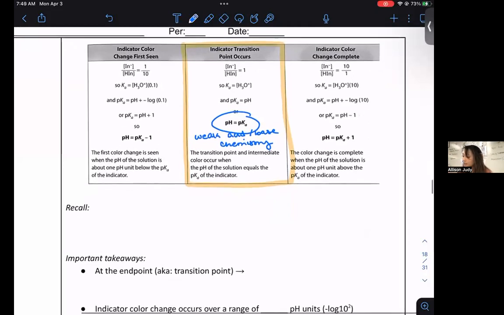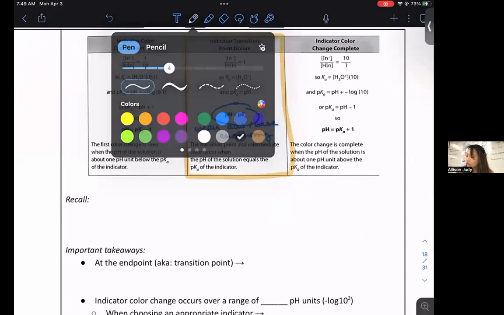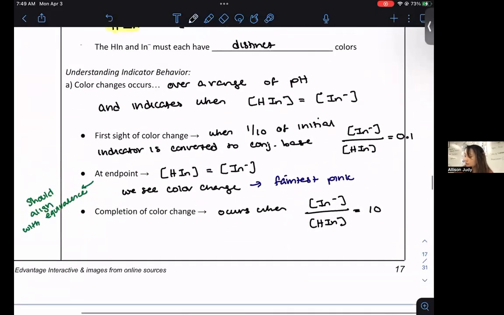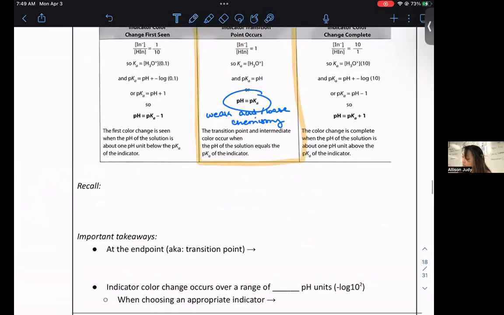All right, but the big idea is that we also notice that the indicator colors change over a range of pH. It's plus or minus 1, or over a pH range of 2. So what we see here is pH equal to pKa minus 1 all the way to pH equal to pKa plus 1. So we see a pH indicator range of 2.